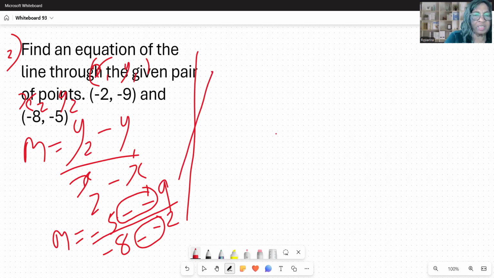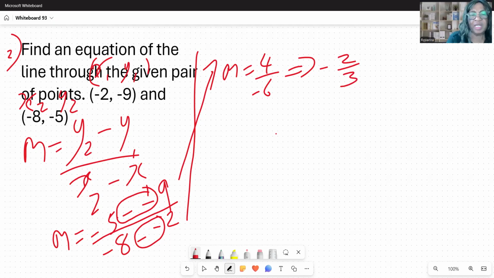And then we can just go back over here. So the slope is equal to -5 plus 9 is 4, and -8 plus 2 is -6. So we're going to say that the slope is -2/3. Now we find the equation of a line, point slope. So remember the formula is y minus y1 equals slope times x minus x1.